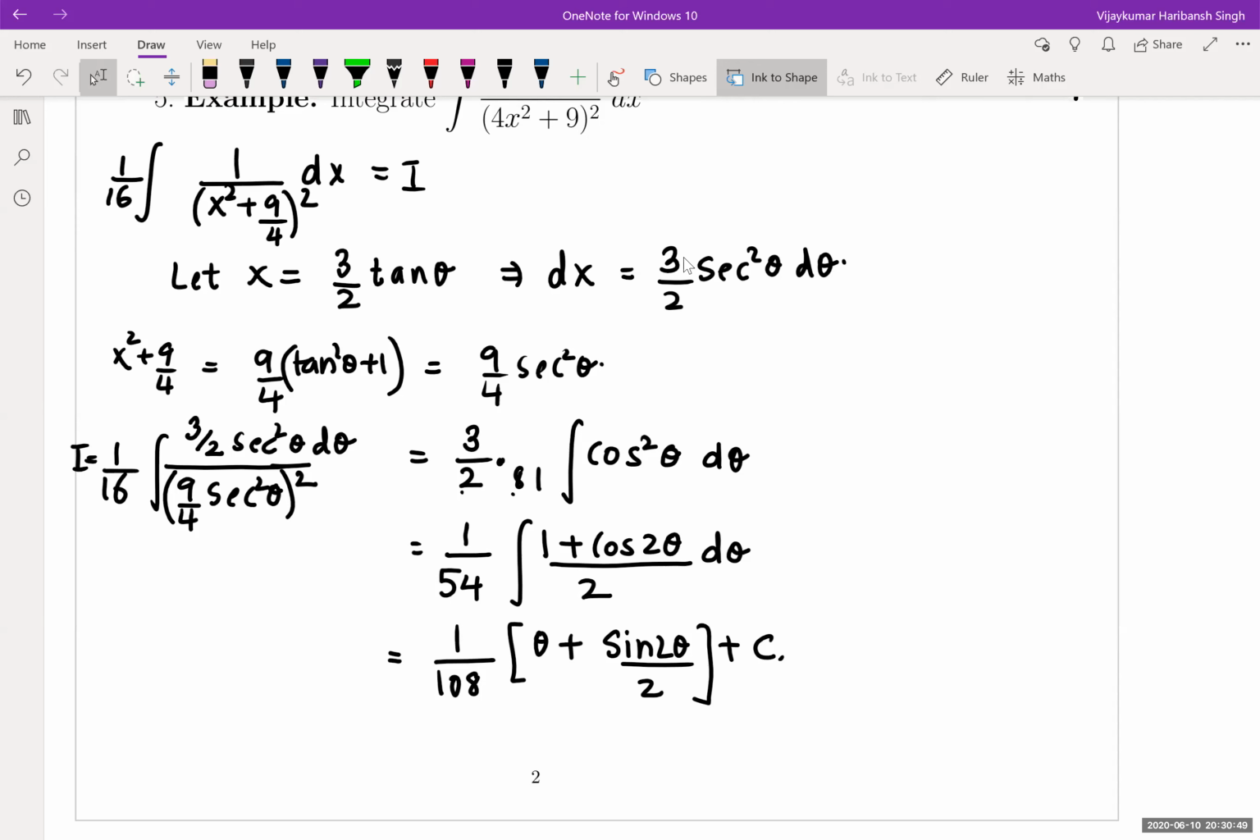For that, again, we can use a triangle, or you can do it algebraically as well. So I will use the triangle. So here again, we have x equals 3 by 2 tan theta, so tan theta is 2x by 3. If this angle is theta, the opposite side can be taken 2x and the adjacent side can be taken 3. And if you use the Pythagoras theorem, the hypotenuse is the square root of the square of this plus the square of this, so square root of 4x squared plus 9.